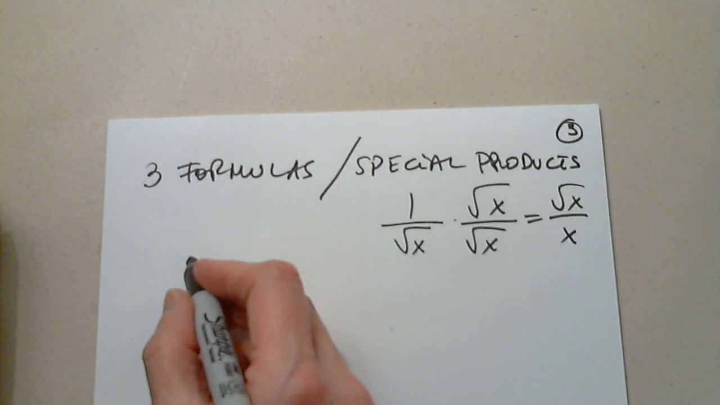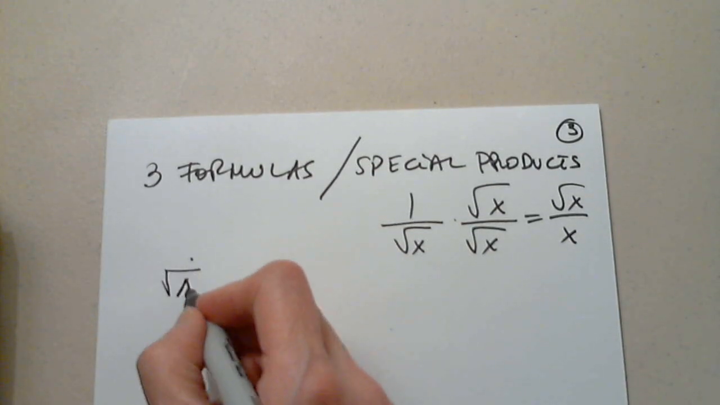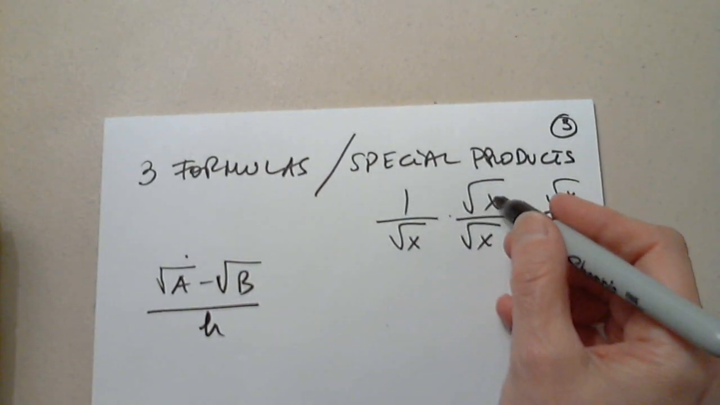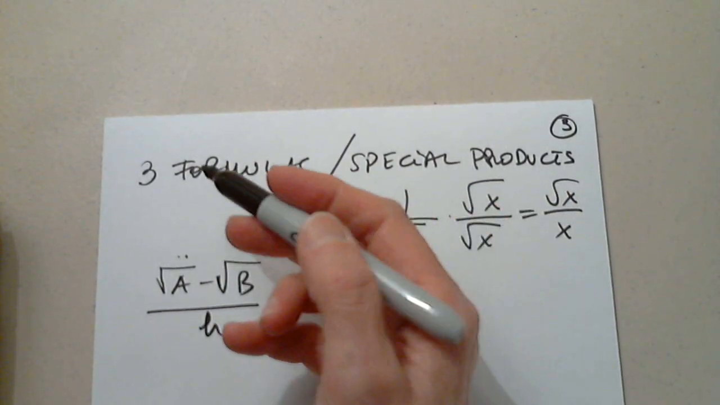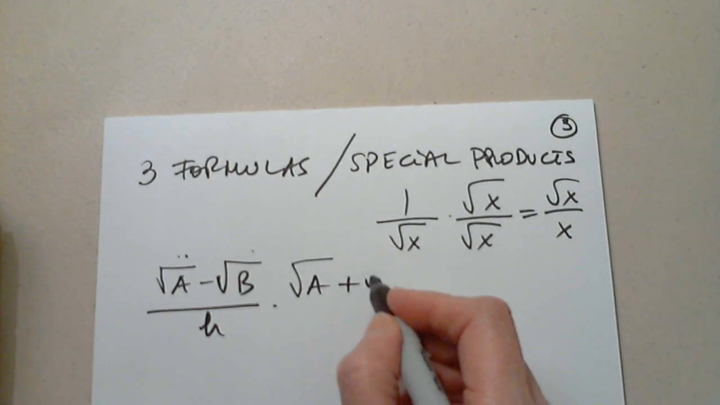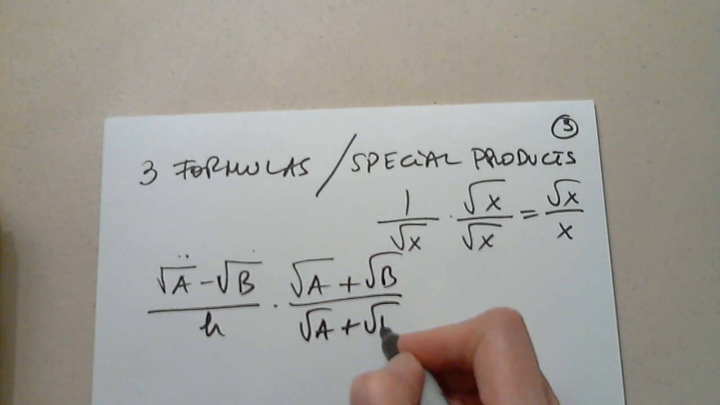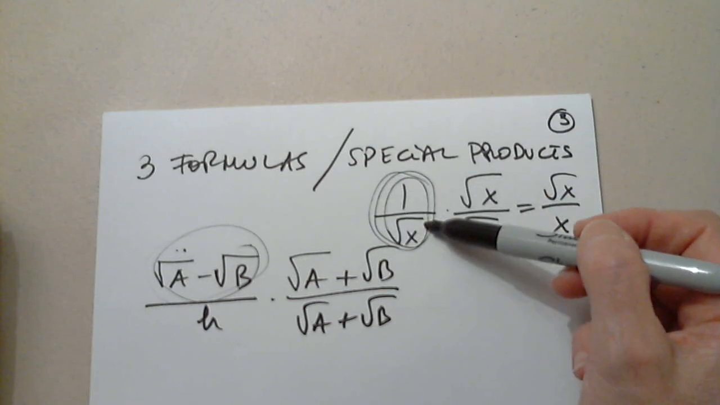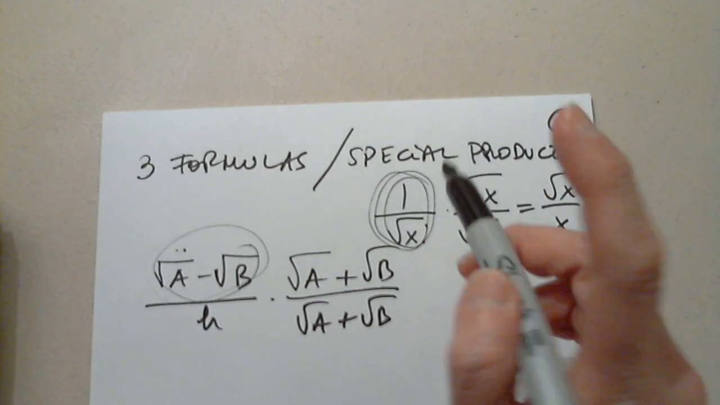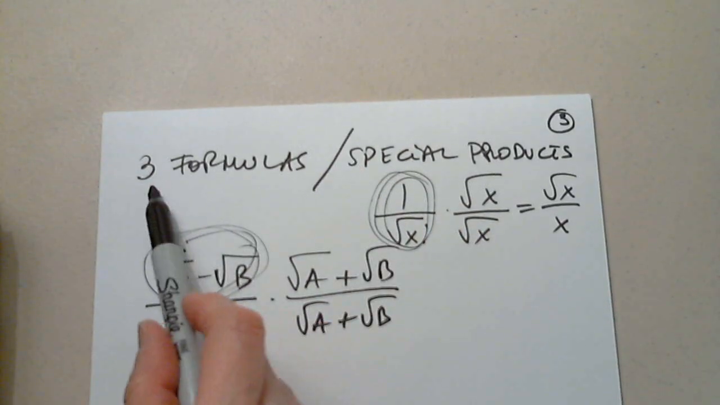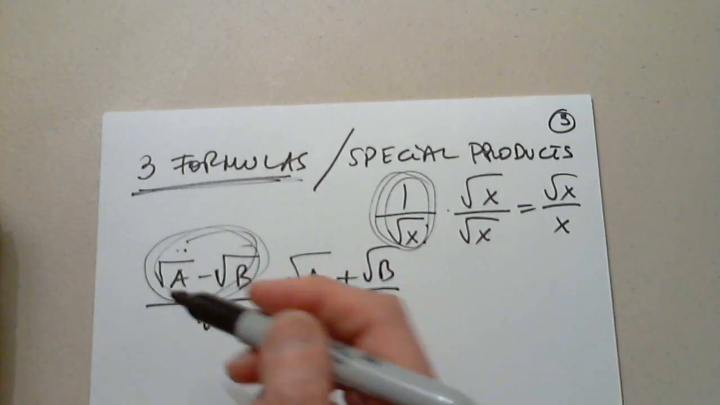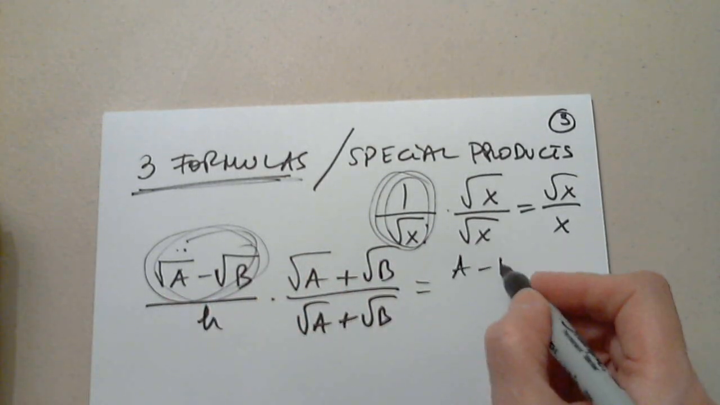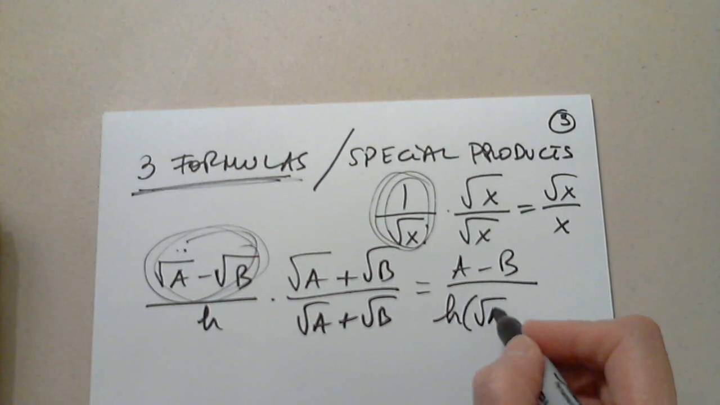But if I have, like we have here, the square root of a minus the square root of b over h, I cannot use one term because I have two radicals. So I have to use the special product, which is the square root of a plus the square root of b over the square root of a plus the square root of b, because it has two terms. I have to use those formulas, specifically the difference of squares. And that's how I get at the top a minus b, and the denominator is this.